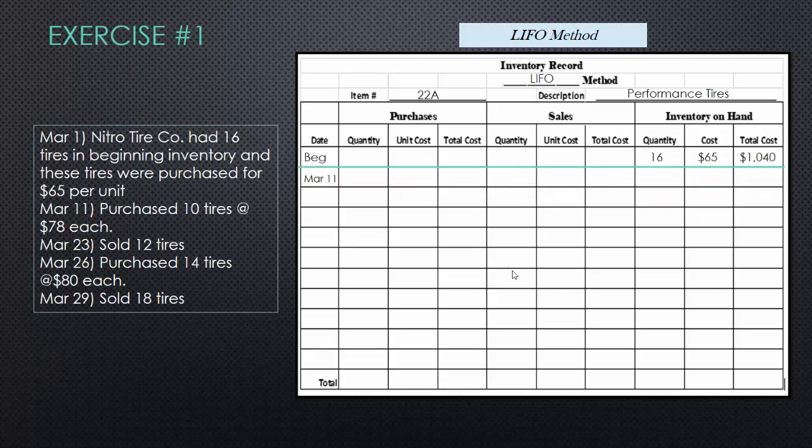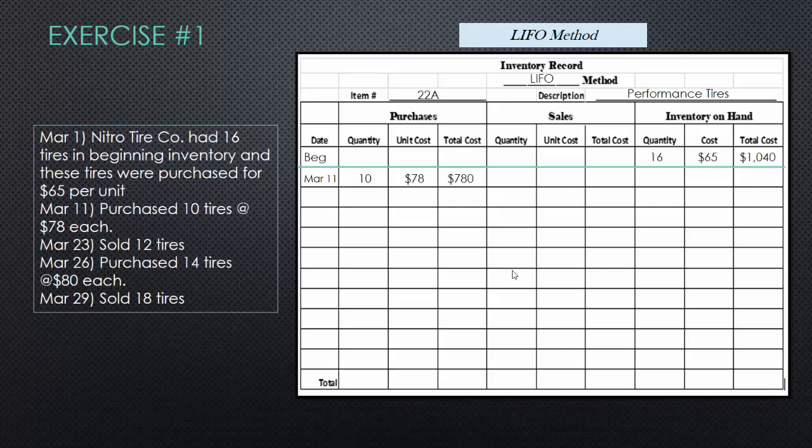On March 11th, we're going to purchase an additional 10 tires, and these tires are going to cost Nitro Tire Company $78 a piece. So let's take these 10 tires that we're buying and record it under the quantity column in the purchases section. We're purchasing them at a unit cost of $78 a piece, which means this purchase is going to cost us $780 in total.